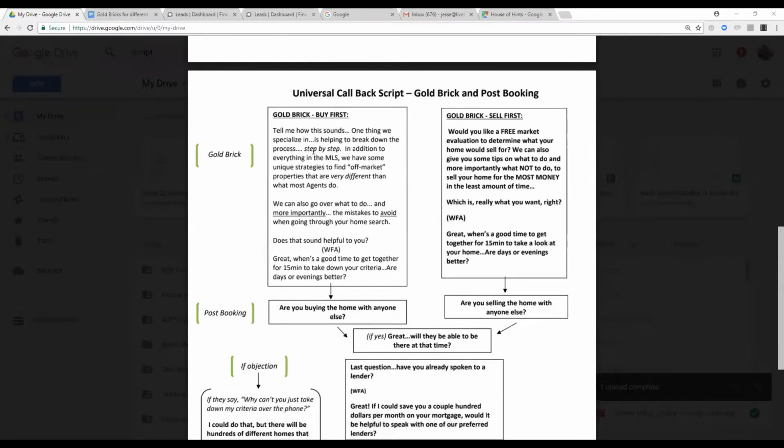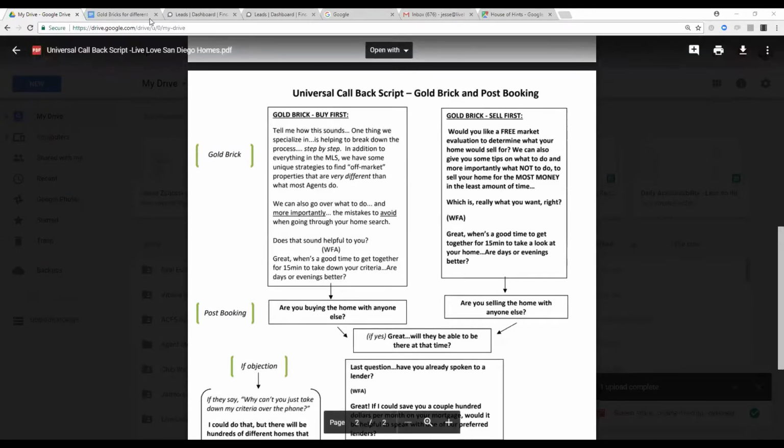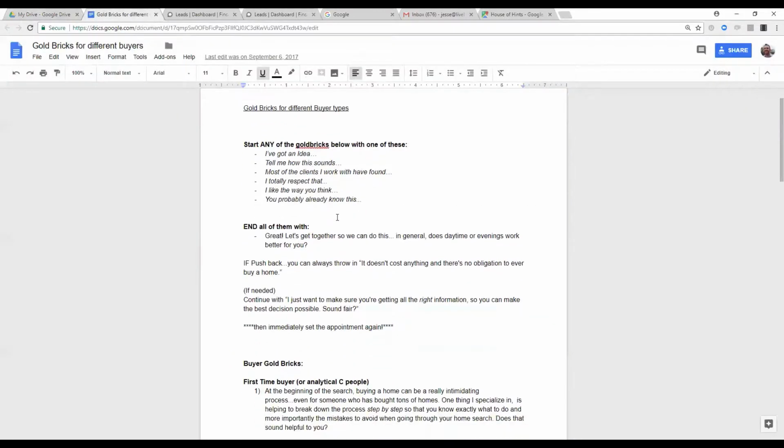All right, so let's look at the anatomy of this thing. Here's what we're doing here. You're going to start any gold brick with some sort of line like this: I've got an idea. Tell me how this sounds. Most of the clients I work with have found, or I totally respect that. I like the way you think. You probably already know this. So pick any one of these. It's like a choose your own adventure. If you remember from being a kid, you had the choose your own adventure novels. So choose any one of these to start the gold brick.